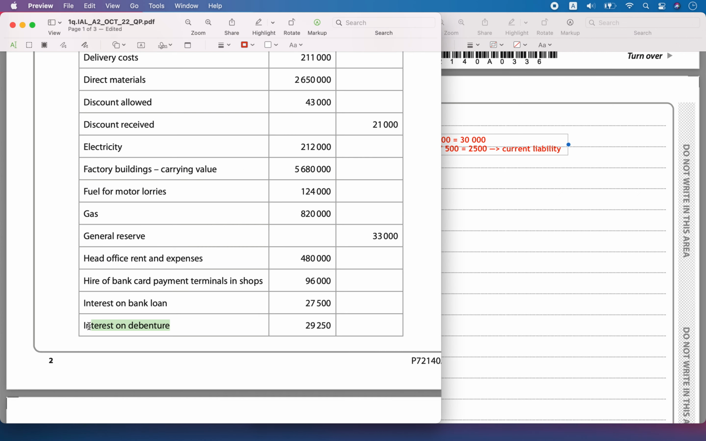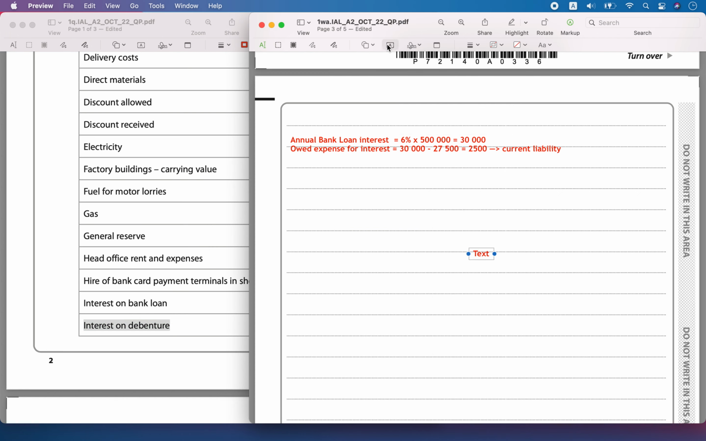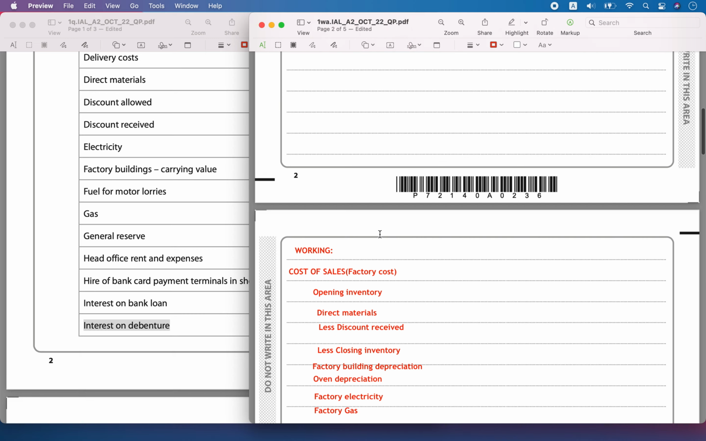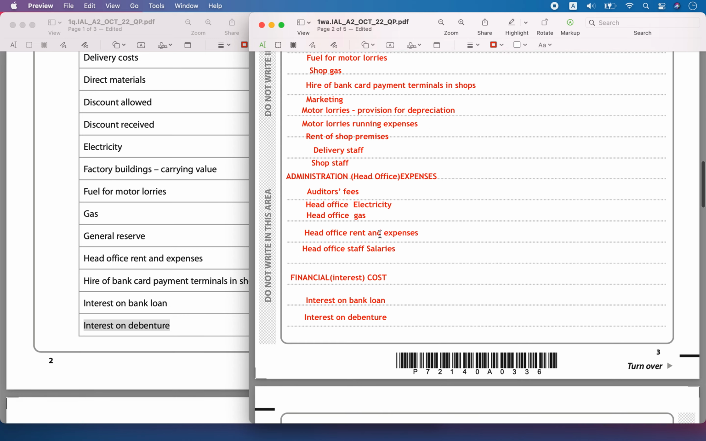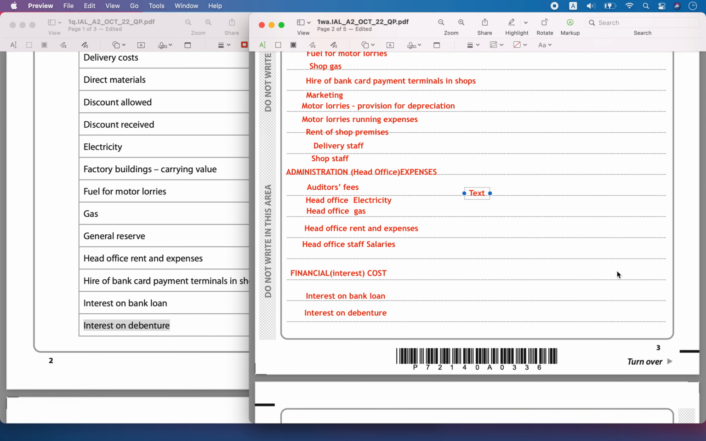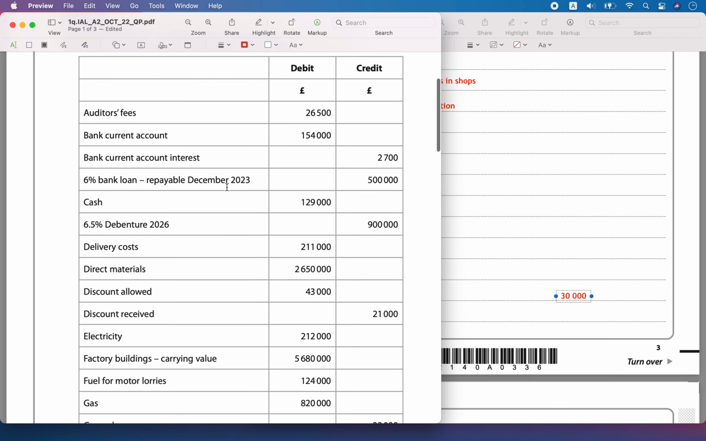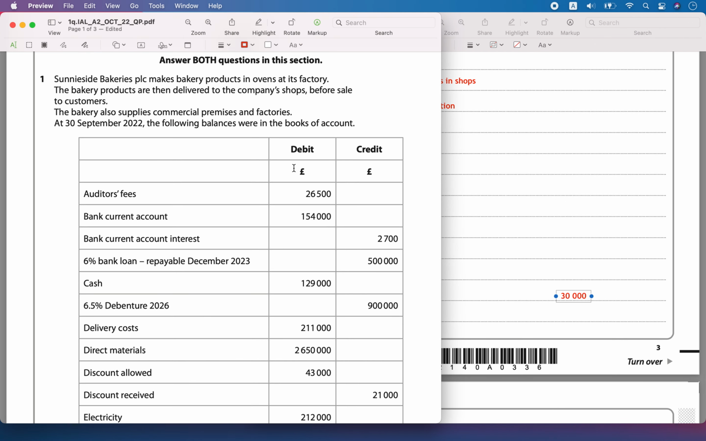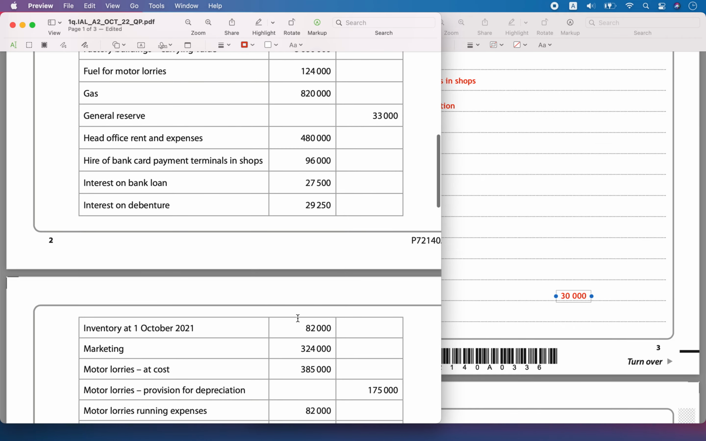Now the bank loan interest done, then interest on debenture, annual interest on debenture, let's calculate that. So this is the bank loan interest. Okay, let's go and put it here. It is 30,000 pounds. 30,000 is the bank loan interest that needs to be paid this year.